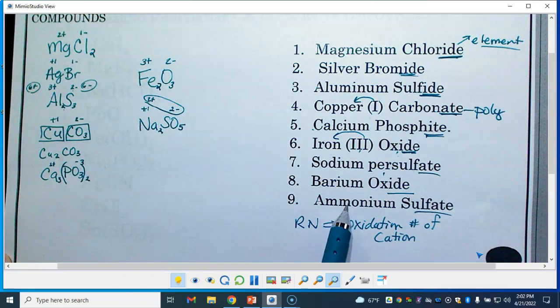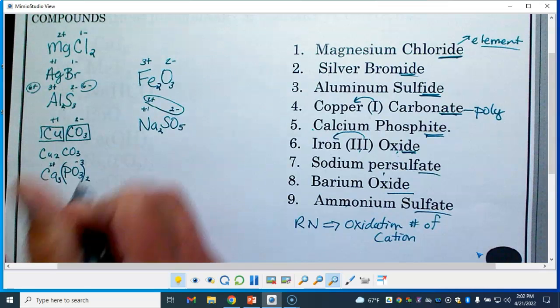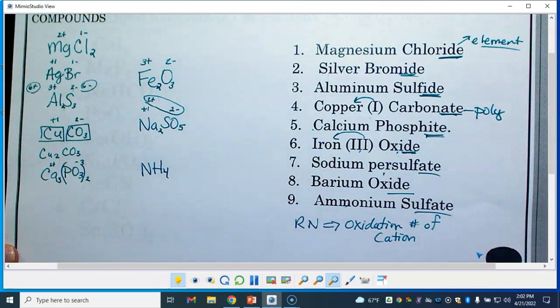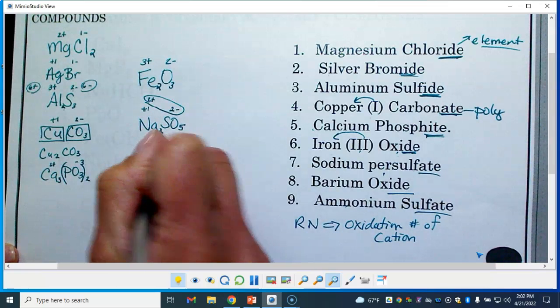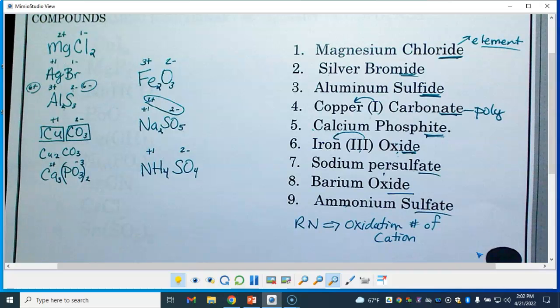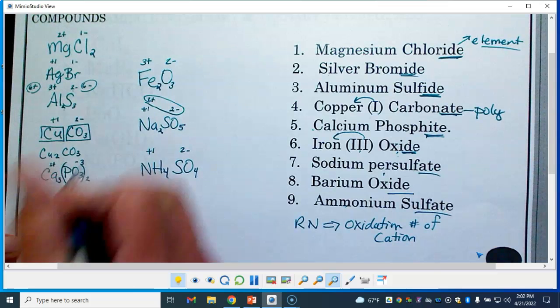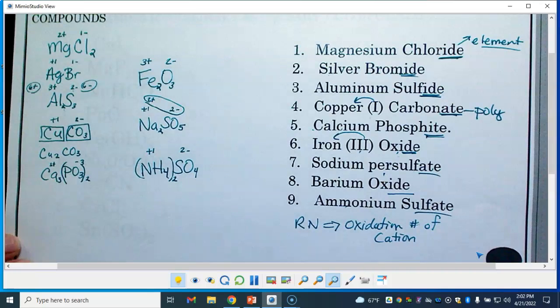Let's do number 9. Just so you guys can see one of those. That's ammonium sulfate. So what's ammonium's formula? Thank you, NH4. And sulfate, we just found that one, is SO4, right? Ammonium is +1, sulfate is -2. So who's going to get the subscript? Is ammonium going to get a subscript or sulfate? Ammonium. So what do we have to put around ammonium? Good. We put our parentheses and we put our subscript 2.